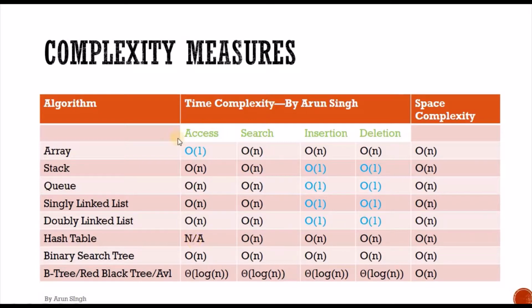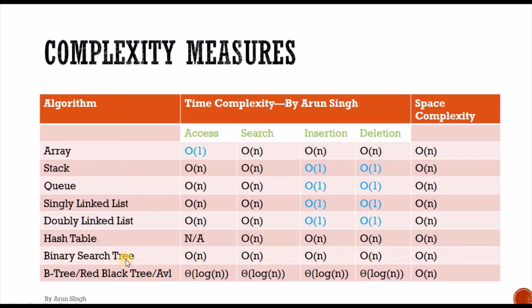Hash table. Basically for hash table you cannot find a complexity of access. Sometimes you can say O(n), but it depends on the hash function. Search, it is O(n) because you have to access all the elements of the hash table. Insertion, again O(n), and deletion, again O(n).